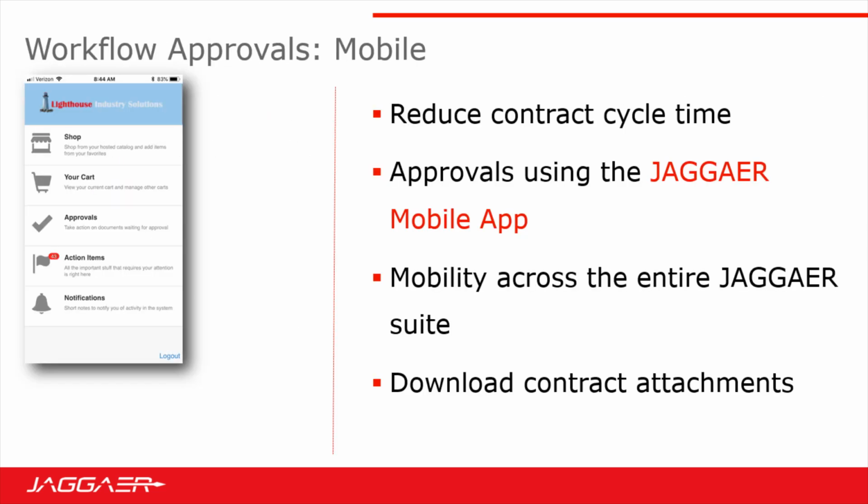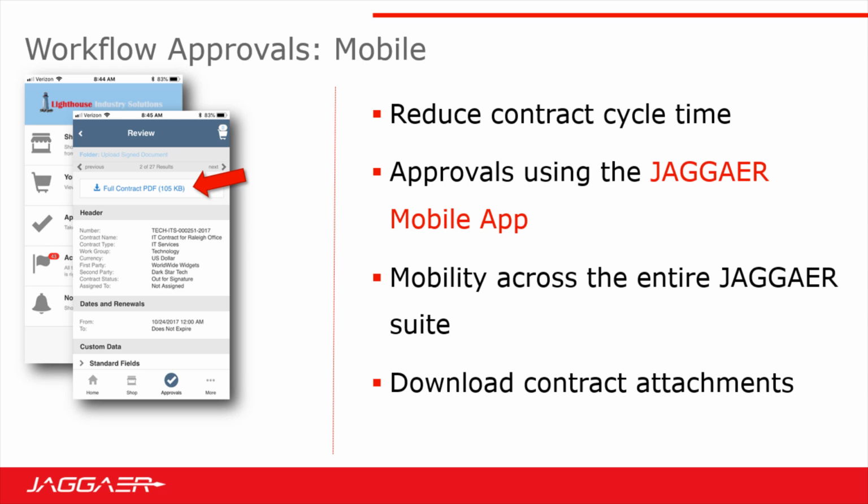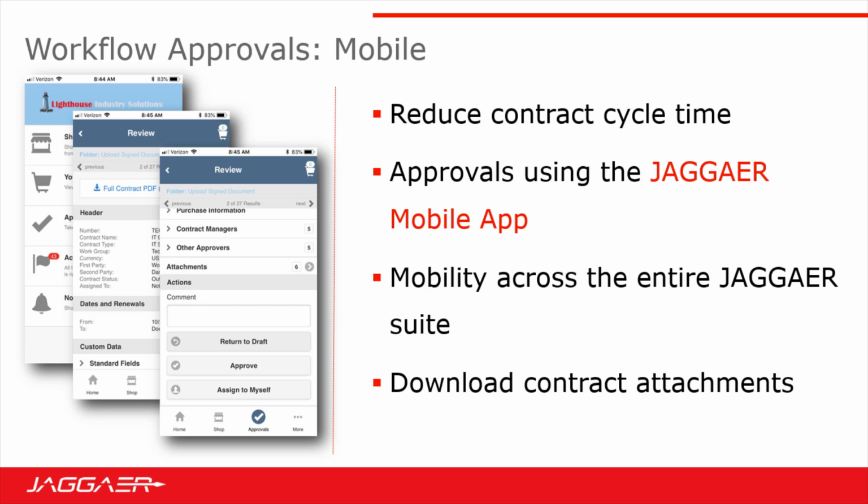You can also increase your efficiency and approve through the mobile app. You can stay up to date on your notifications and action items. You even have the ability to read the whole contract from your phone and download attachments. This can help reduce cycle times and just allow for mobility across the entire suite.